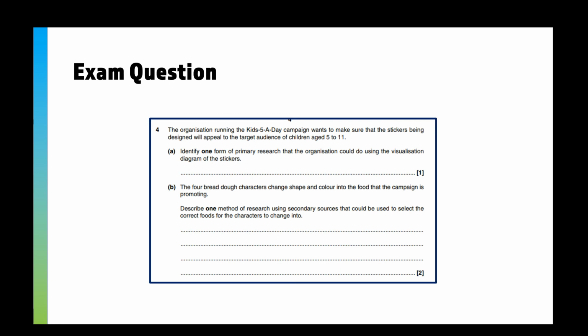So, an exam question. The organisation running the Kids Fibre Day campaign wants to make sure that the stickers being designed will appeal to the target audience of children aged 5 to 11. Identify one form of primary research that the organisation could do using the visualisation diagram of the stickers, and then describe one method of research using secondary sources that could be used to select the correct foods for the characters to change into. So pause the video, answer the question, should take about 3 to 4 minutes, probably more like 3, and we'll go through the answers on the next slide.